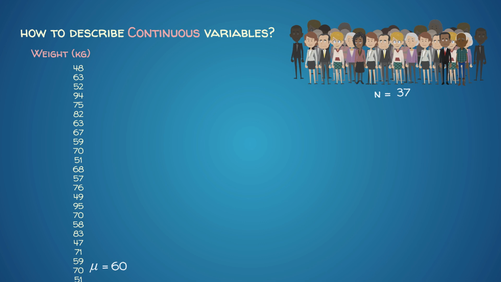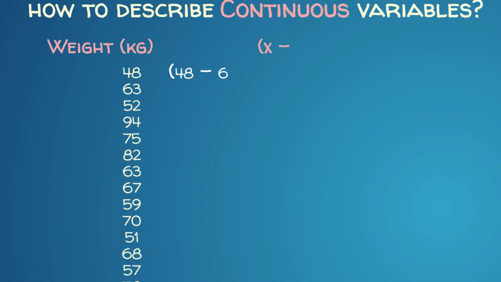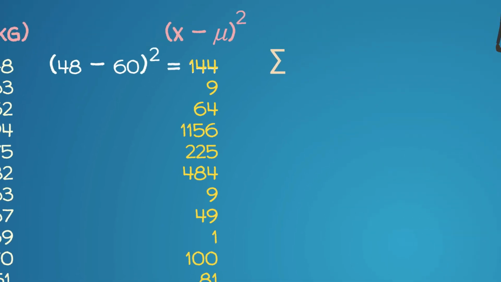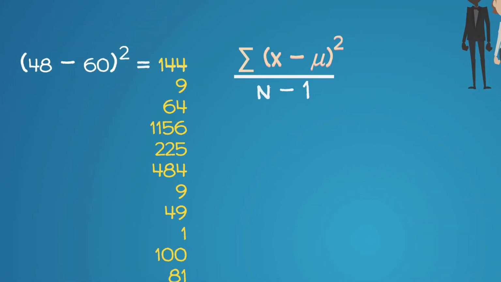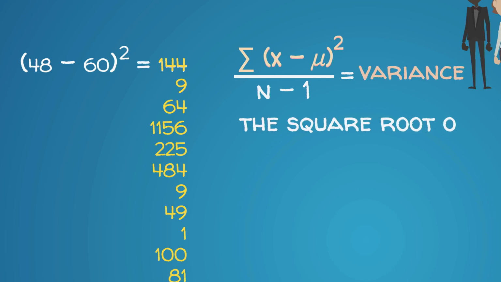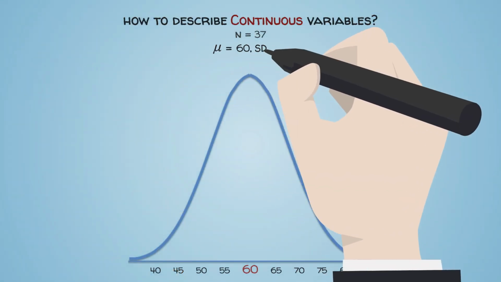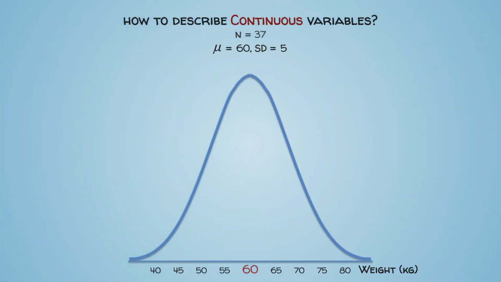Knowing the mean, we can calculate the standard deviation. Let's see how. First, we subtract each weight from the mean and then square the result. Next, by summing these squared differences and dividing by the sample size minus 1, we get the variance. Taking the square root of the variance gives us the standard deviation. Let's say the standard deviation is 5, but how do we interpret these data?